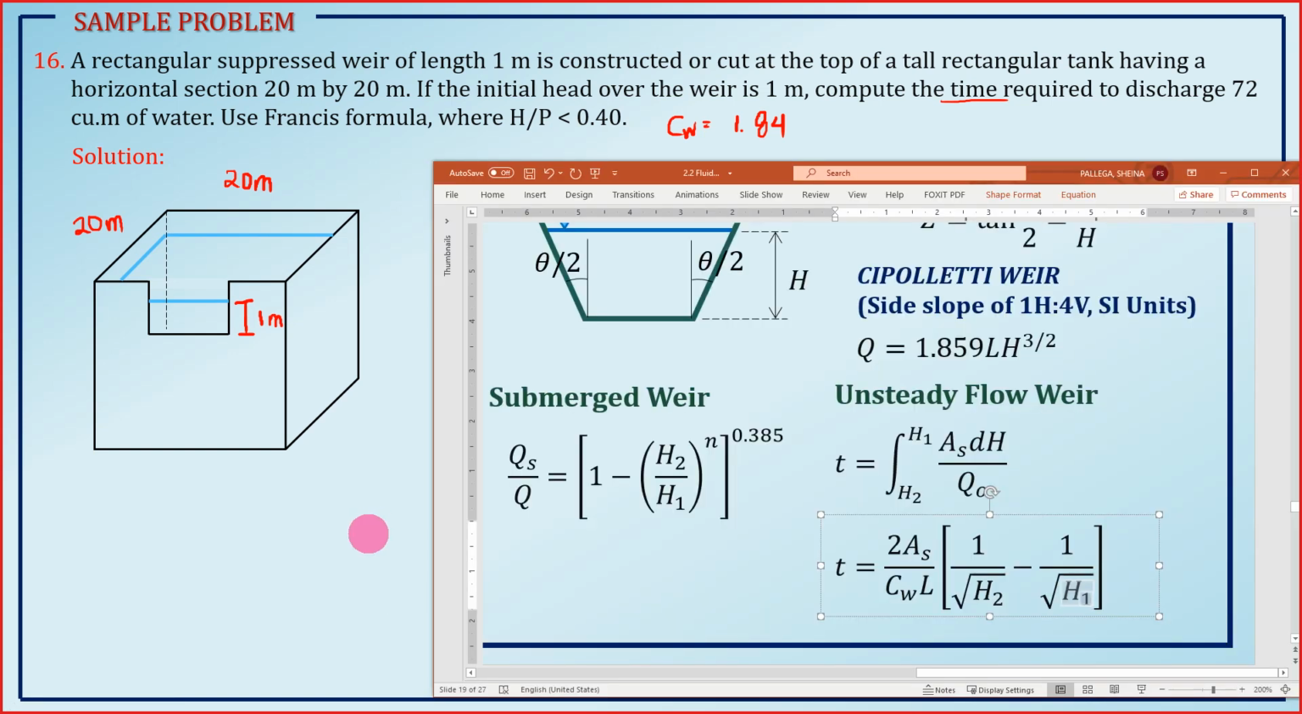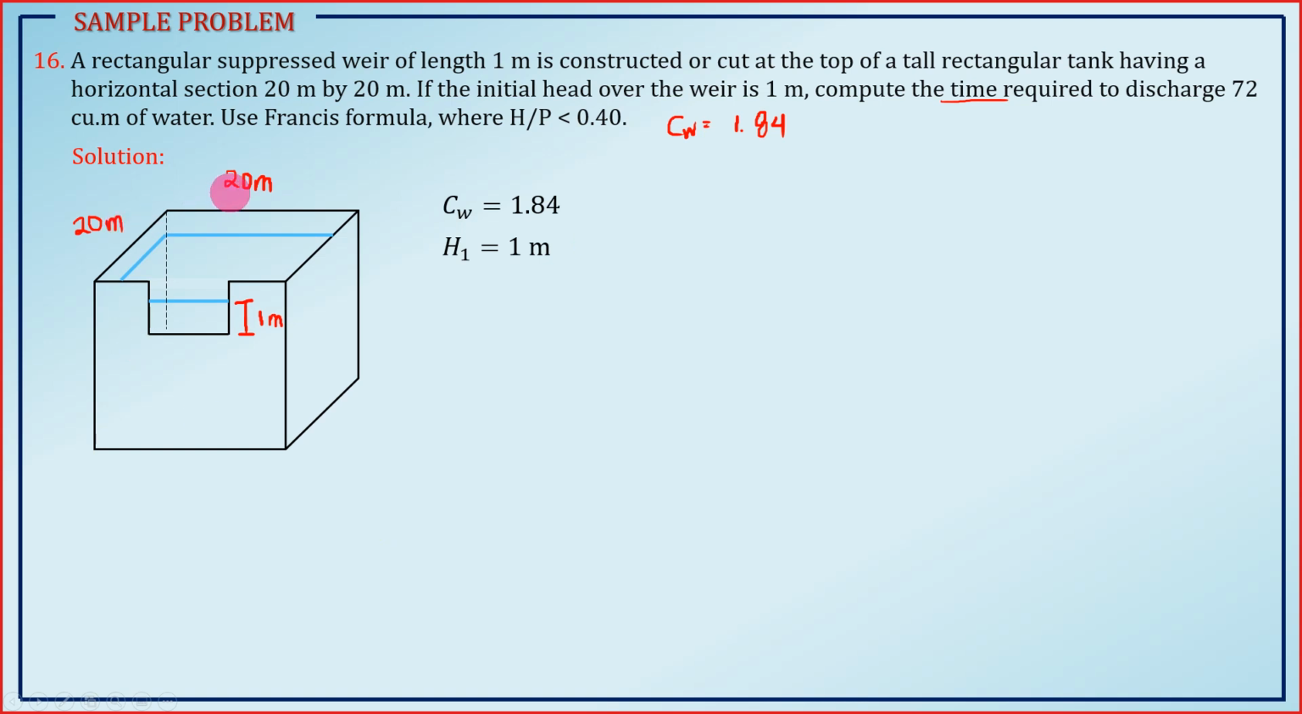So, let's solve for AS. Solve natin yung value ni AS. AS ay 20 by 20 or 400 square meter. Then, yung length naman, that is 1 meter naman, or nandito pala yan sa problem natin, that is given. And so, pressed weir of length 1 meter. So, let's solve for the value of H2. Kasi kailangan natin siya eh.